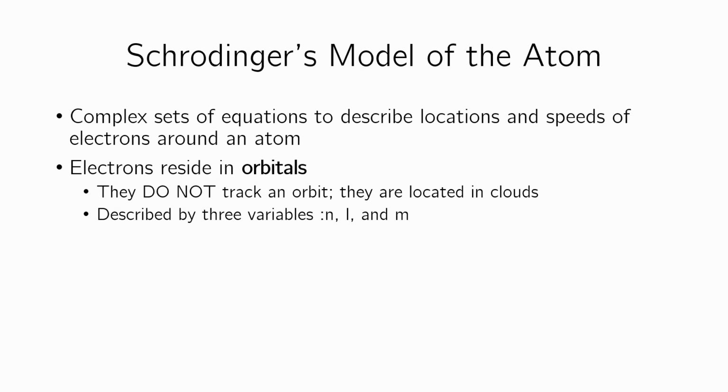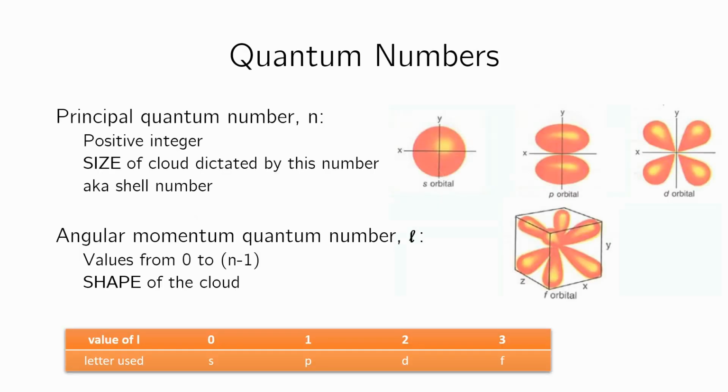Electrons hang out in orbitals, but they don't track orbits like I showed you a second ago. They're not like planets around the sun. That doesn't work like that. They're located in clouds. And we're going to describe these clouds where they like to hang out with 3 variables, N, L, and M. Okay? And let's go one by one and describe what they are. N is known as the principal quantum number.